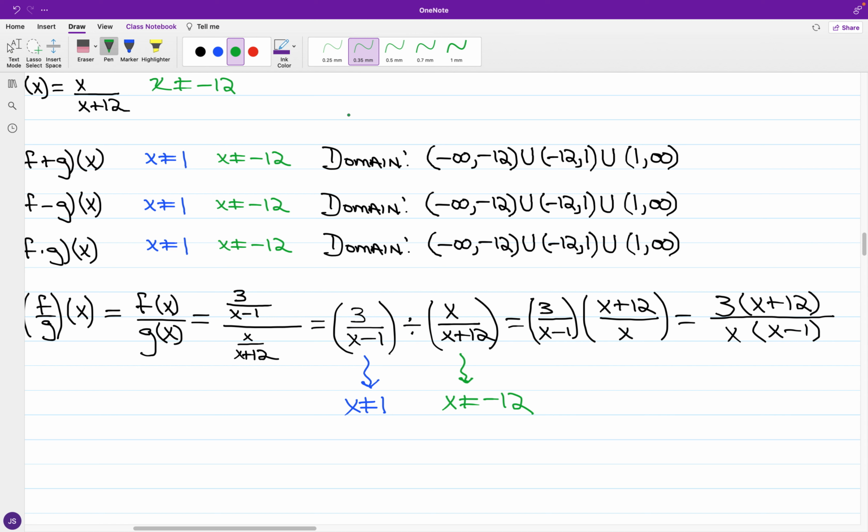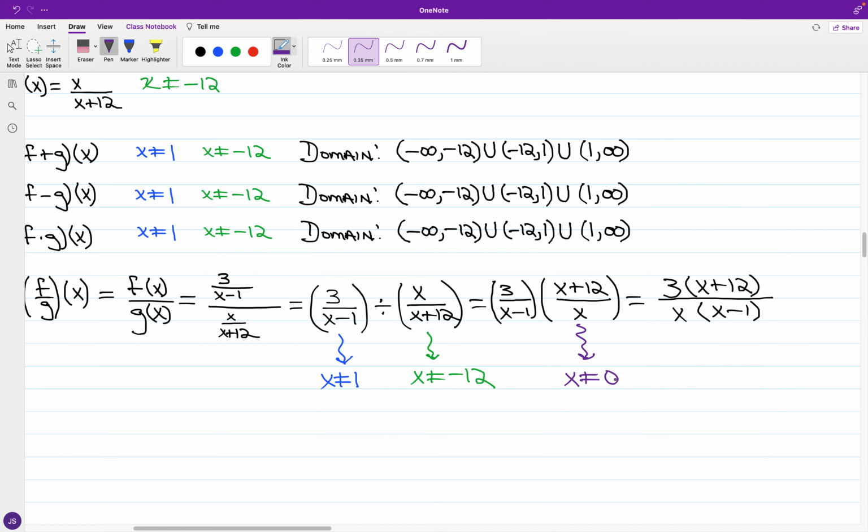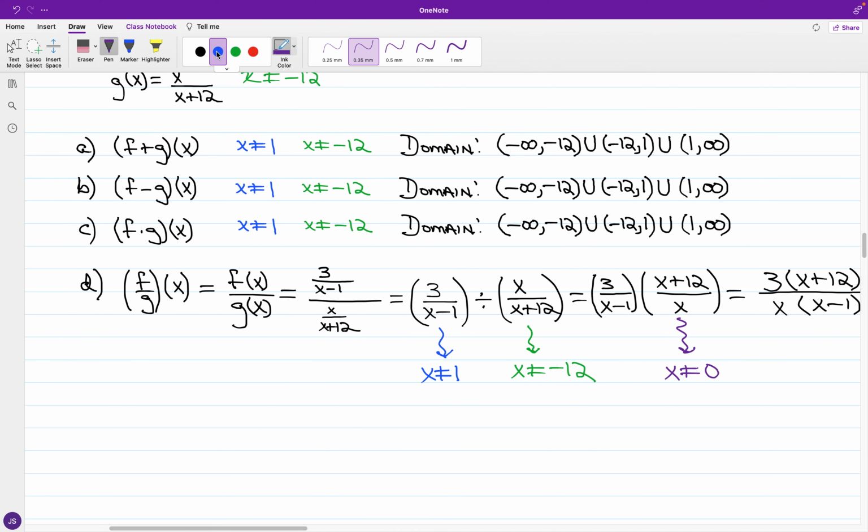Now, the quotient function drifts away from the other 3 operations in terms of maintaining the same restrictions. Upon taking the reciprocal of x over x plus 12, we now have x on the bottom. So now, not only do we have 1 and negative 12 excluded, we also now have that 0 is left out. So for the quotient function, x cannot be 1, x cannot be negative 12, and x cannot be 0.